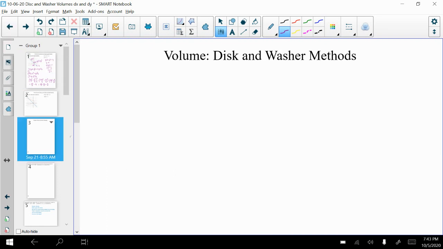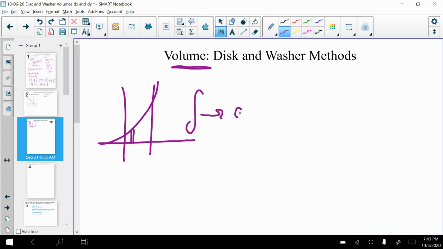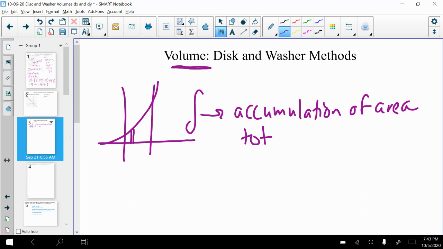today we're talking about volume. Yesterday we talked about area, and how for area under the curve, we're taking these little tiny rectangles, and then the integral is that accumulation of our area to get our total area. It's really accumulation of whatever we're integrating. It's just that we happen to be integrating an area thing.